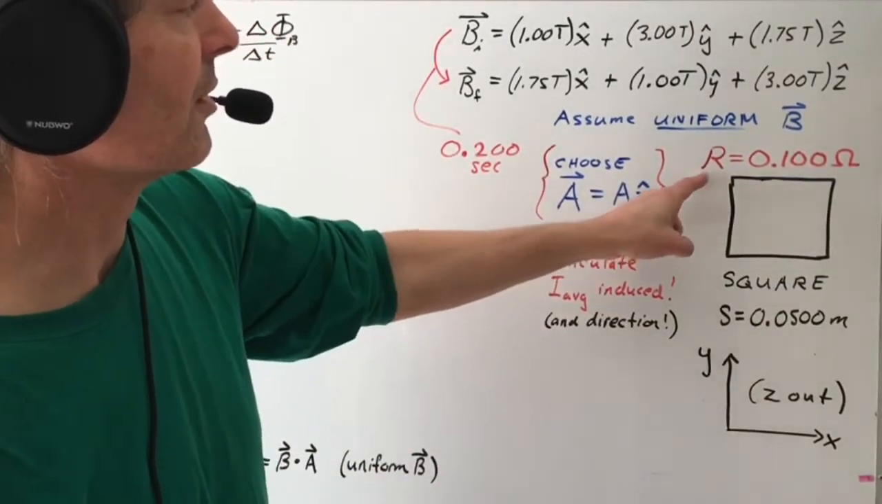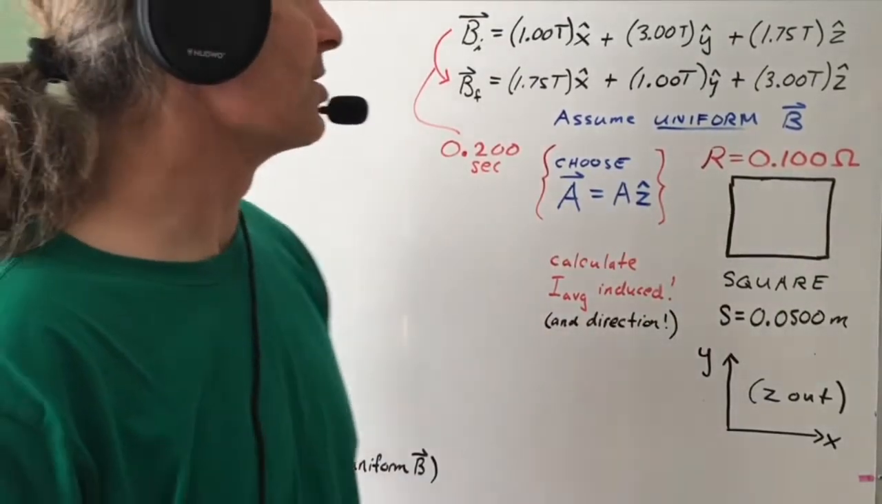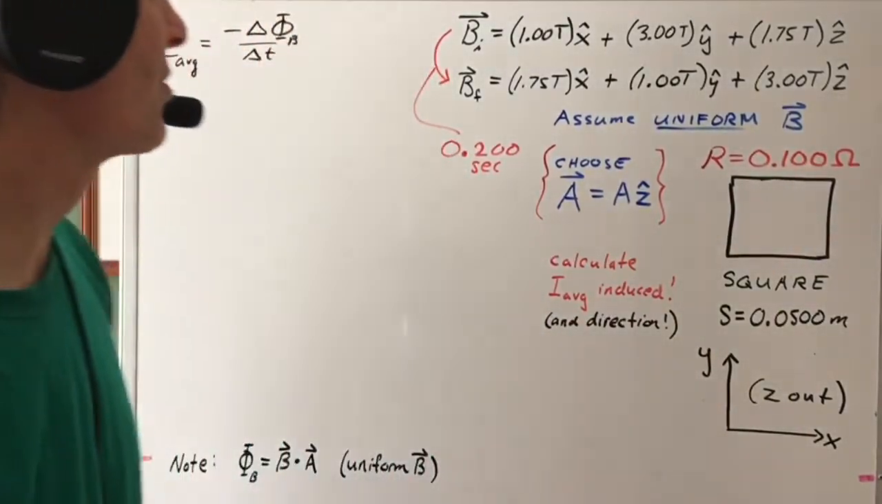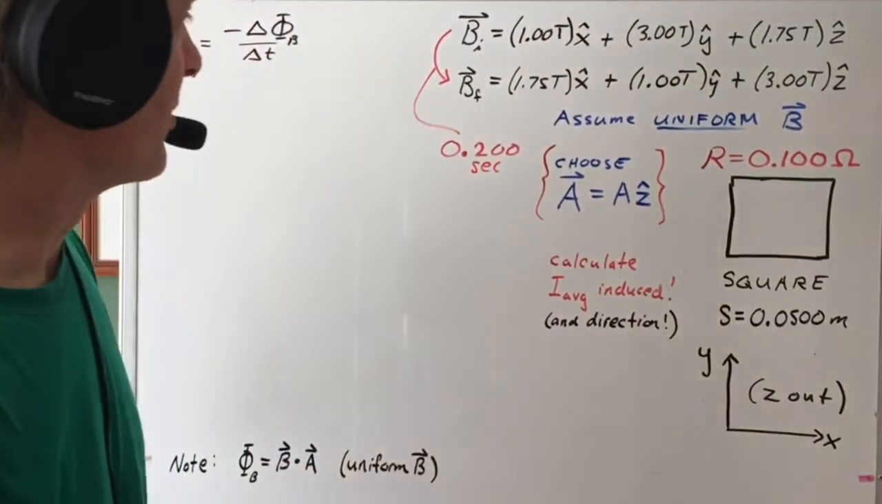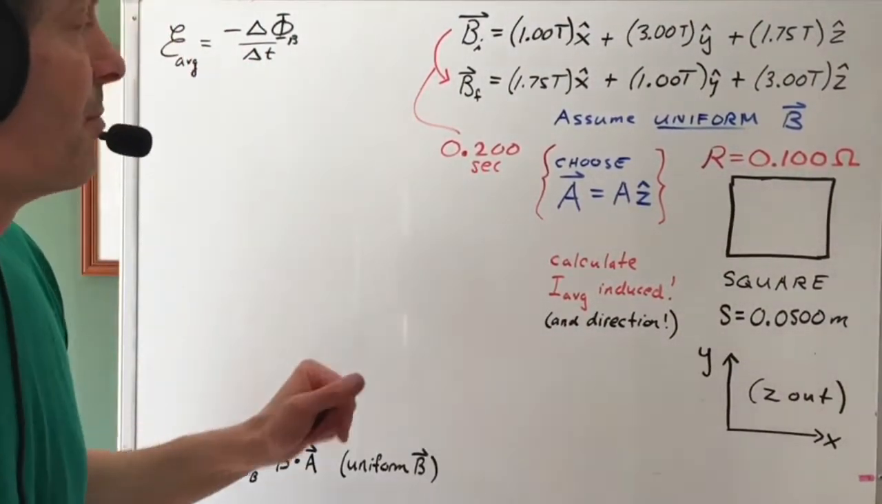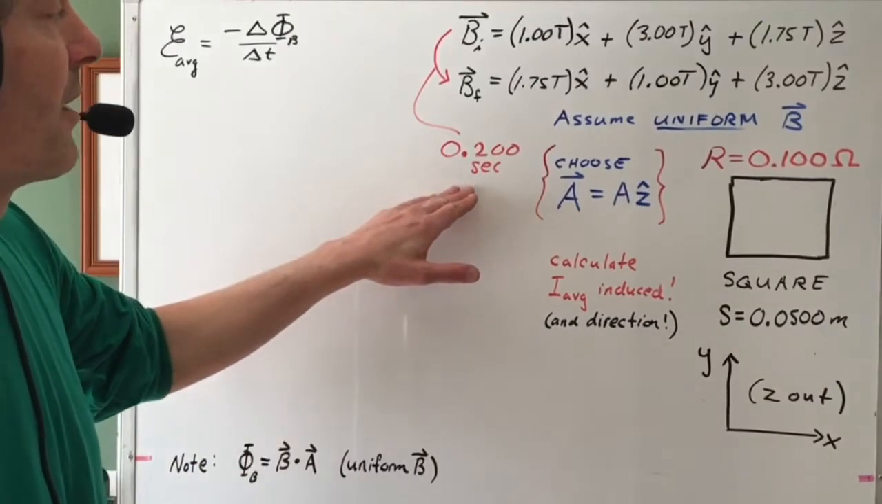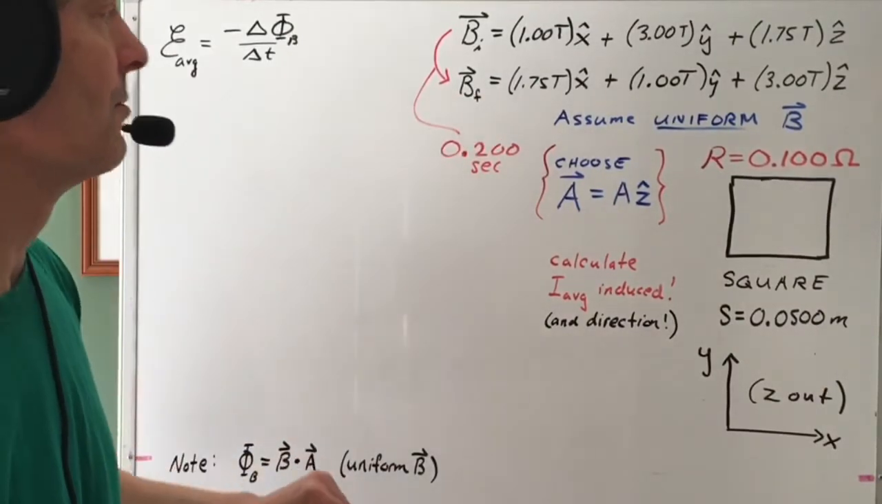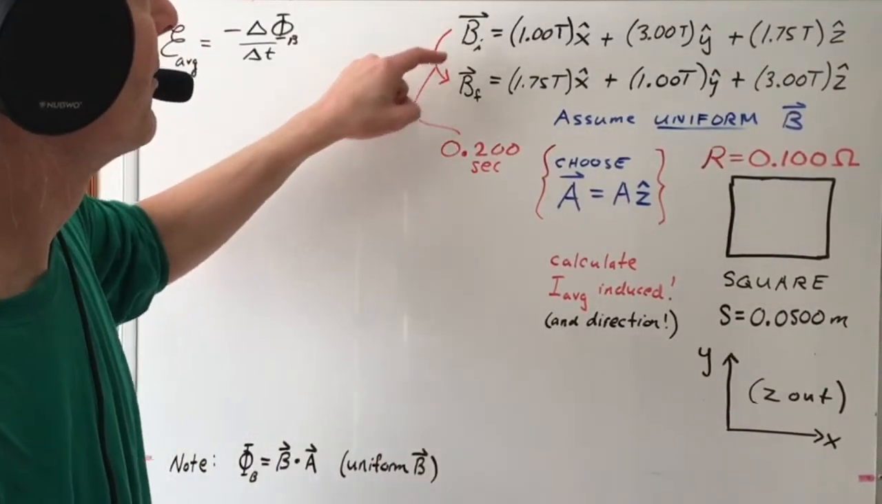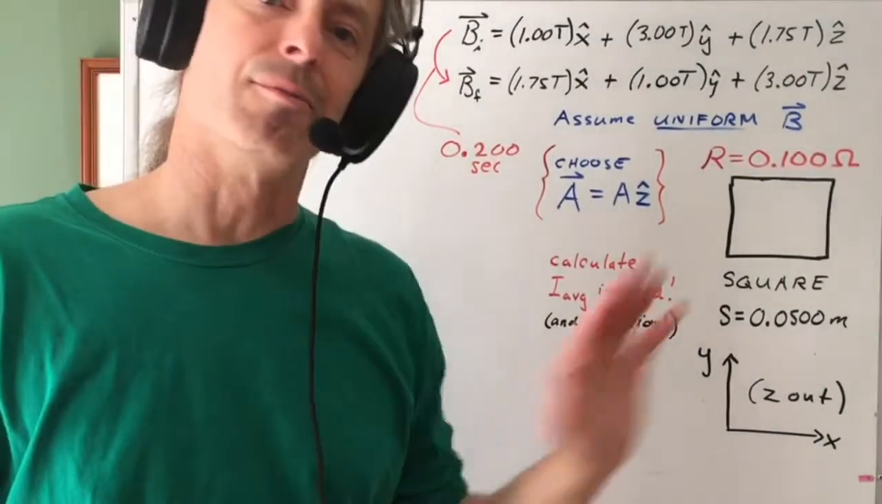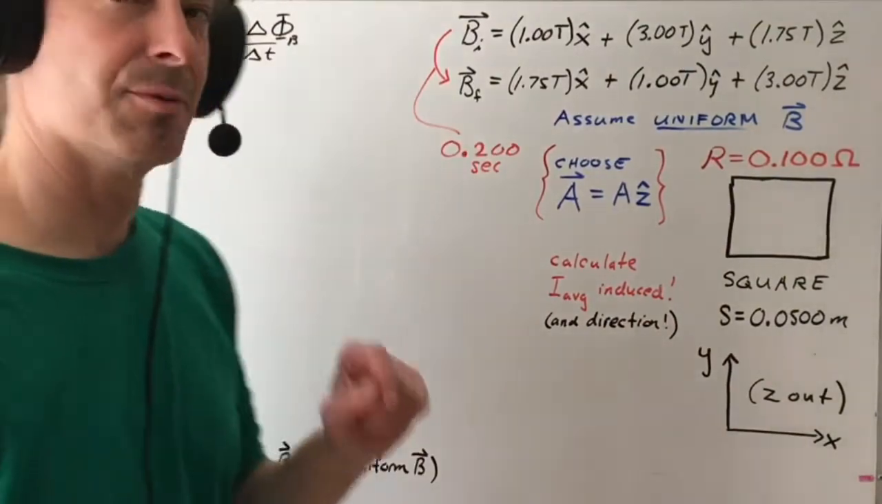Imagine that this conducting loop has a resistance of 0.100 ohms. All right, so now let's talk about the changing magnetic field. Imagine that in a period of 0.2 seconds, a two-tenths of a second time interval, the magnetic field changes from this vector to that vector. Now, let's look a little more closely at this and see what's going on.